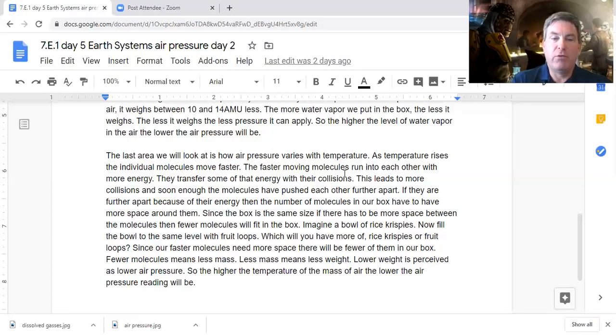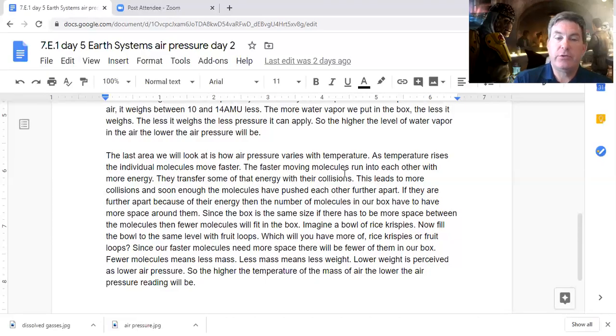So imagine a bowl filled to the same level with Fruit Loops. Fruit Loops are a much larger piece of cereal, aren't they? So if you think about the number of Rice Krispies versus the number of Fruit Loops, there'd be far fewer Fruit Loops in that bowl than Rice Krispies. That's kind of what happens when you raise the temperature. Because of the space each atom needs, there's going to be fewer atoms in your bowl.